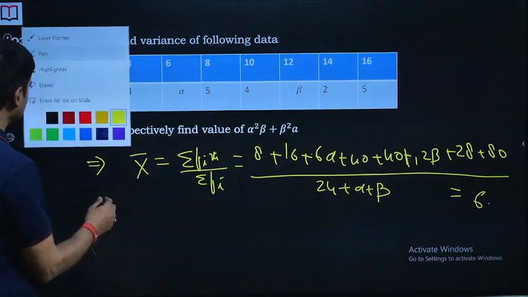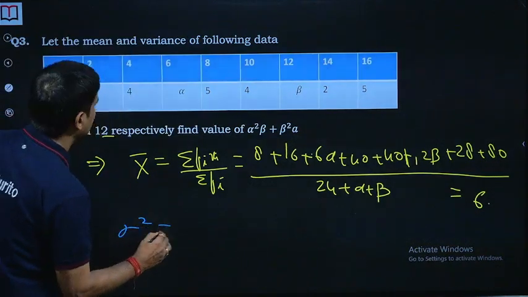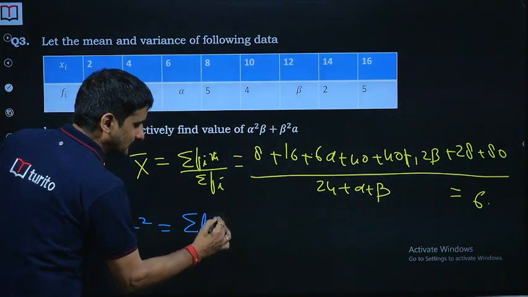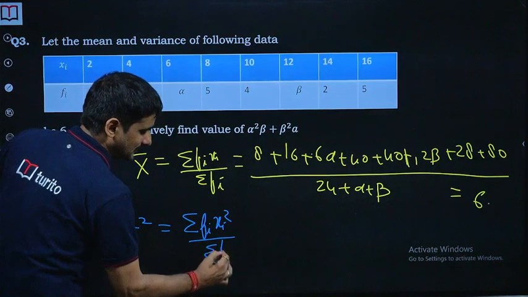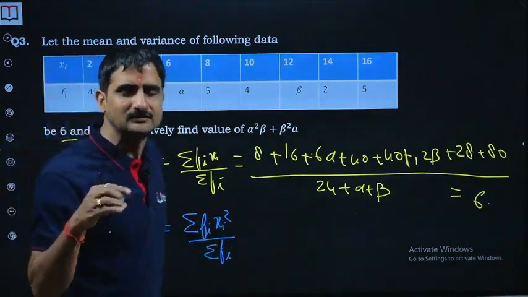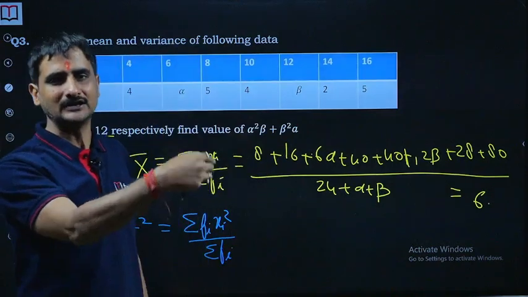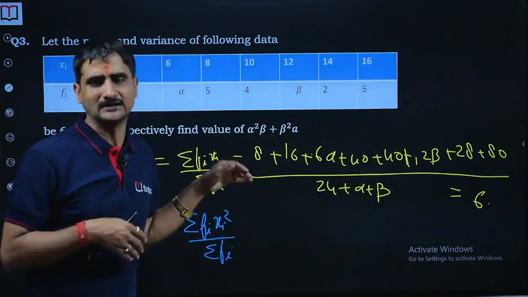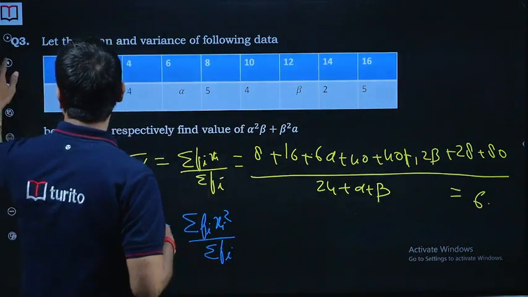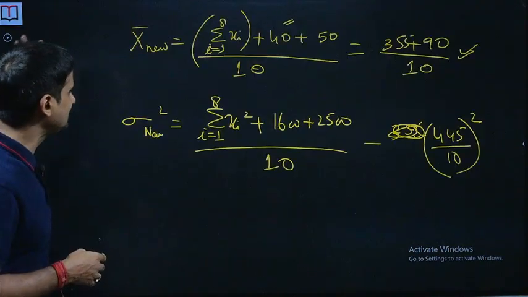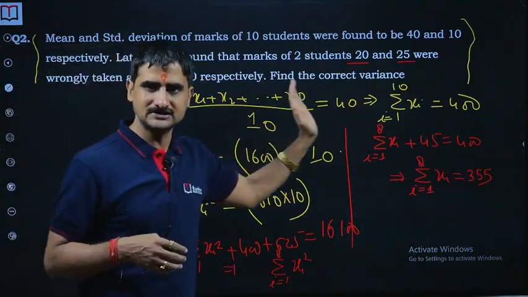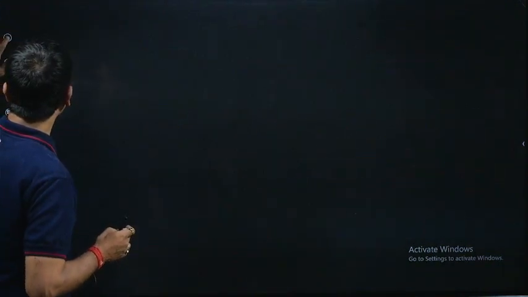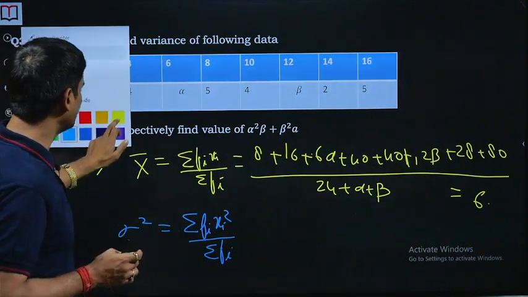So variance here, again the same formula, summation fi xi square upon summation fi. See, that's why I did three questions: one for class interval, again mean and variance, one for grouped data without class interval, again mean and variance, and one where there were discrete data in terms of x1, x2, x3, xn, and then its mean and variance.